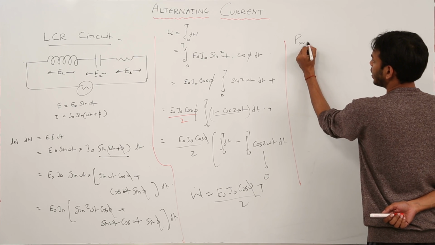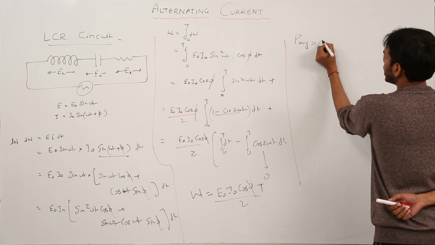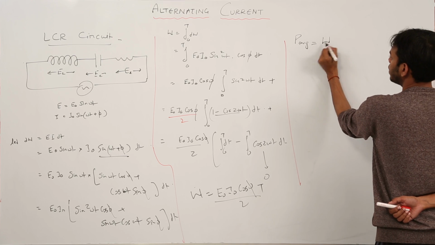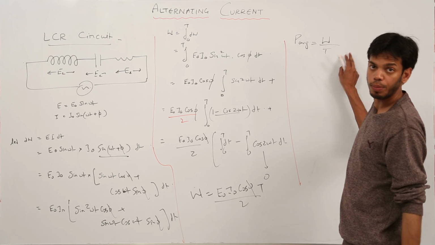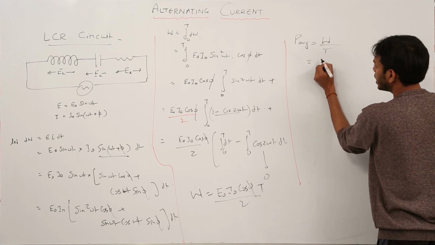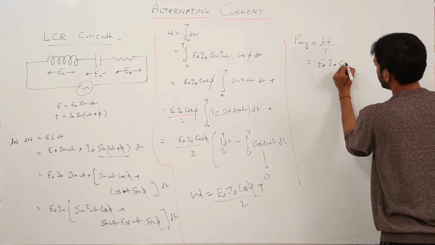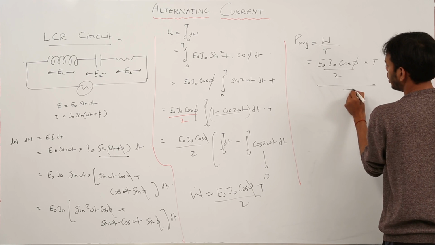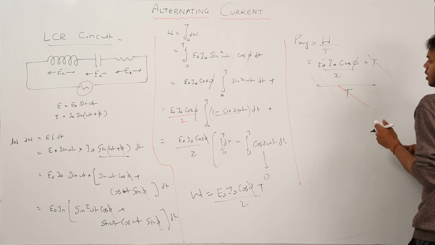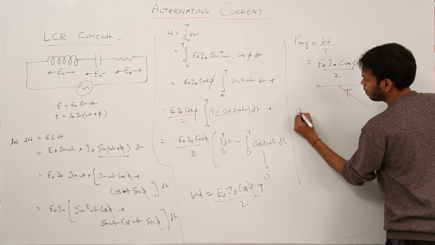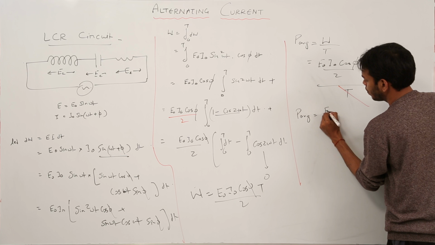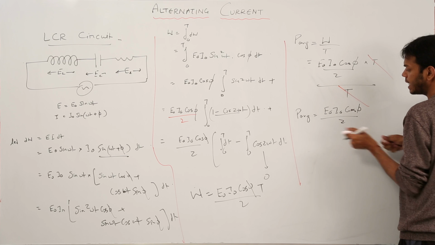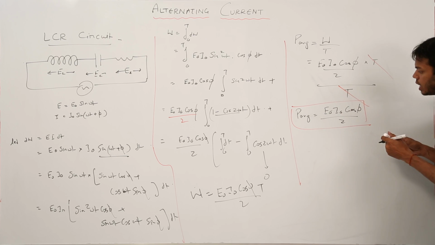So P average is equal to what? First I write that step: total work done upon total time taken. Then instead of total work done, I will write E naught I naught cos phi upon 2 into T, whole upon T. This term goes, so you are left with P average equal to E naught I naught cos phi upon 2.